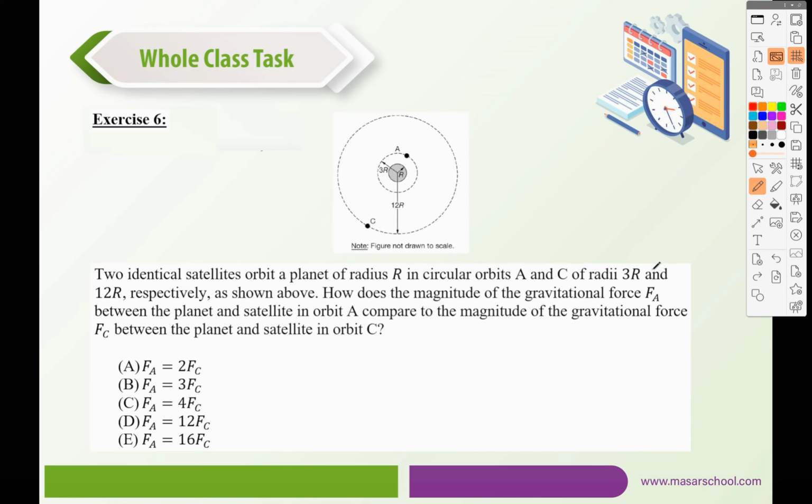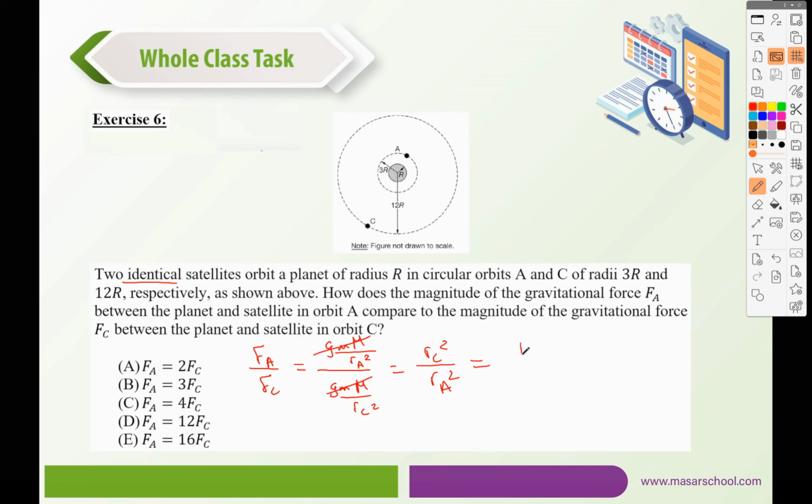Two identical satellites orbit a planet of radius R in circular orbits A and C of radii 3R and 12R respectively, as shown above. How does the magnitude of the gravitational force Fa between the planet and the satellite in orbit A compare to the magnitude of the gravitational force Fc between the planet and satellite in orbit C? Since we're interested in determining Fa in terms of Fc, we will calculate the ratio Fa over Fc, which is basically GMm divided by Ra square over GMm divided by Rc square. Now we're assuming that the satellites are identical and the central mass is the same. That would be Rc square divided by Ra square.